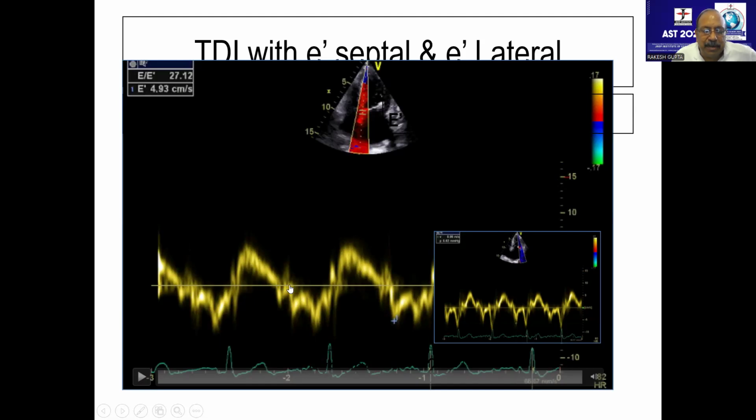Now LA pressures are built up. It gives rise to a flow from LA to LV, which is known as initial emptying or E prime. This is diastasis and this is atrial contraction, and then comes the closure of the mitral valve.